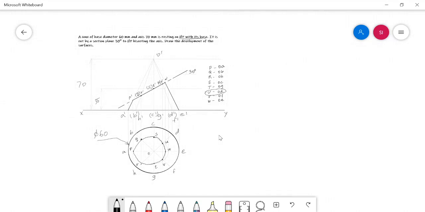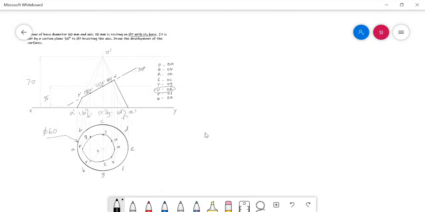Now our duty is to draw the development of the cone. First we need to draw the development of the uncut cone. After that we can mark the cut points in their respective generators. Already in the introduction class we discussed that the development of a cone is simply a sector. In this sector we need the sector radius, that is this length, and then the sector angle. These two dimensions we need.